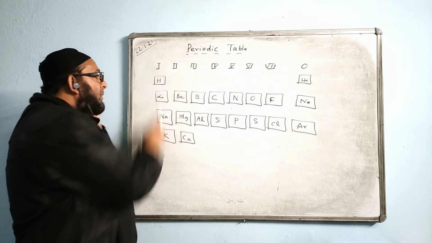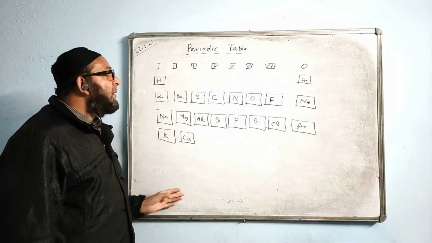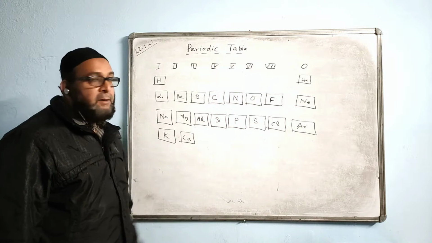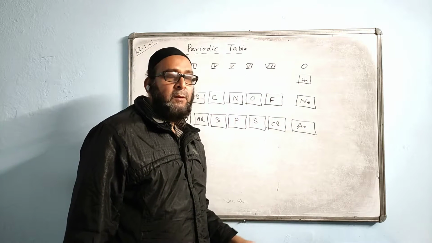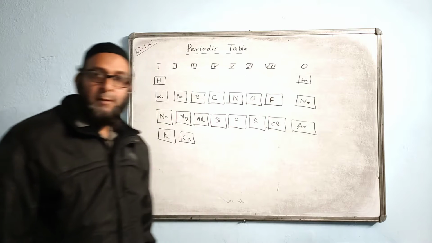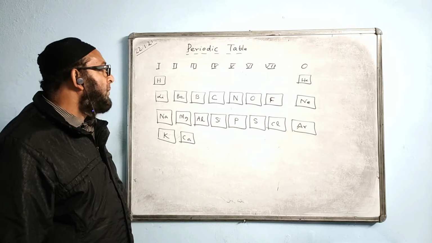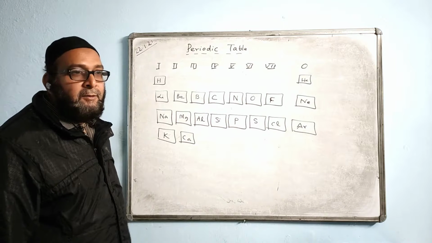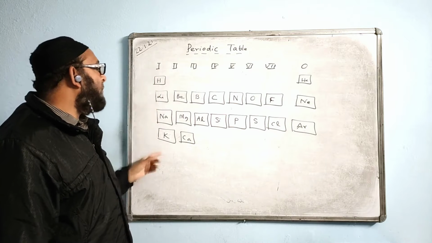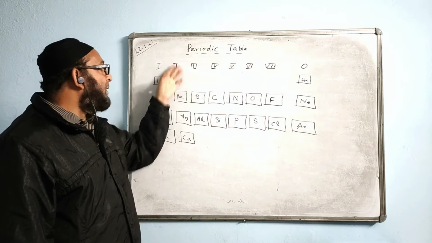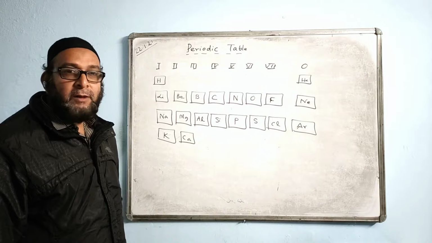Group 1 is called the group of alkali metals. Group 2 is called the group of alkaline earth metals. Group 4 is called the group of semiconductors. You have to learn this, you have to do it every day, then you will know. Only these important groups you have to know by name.